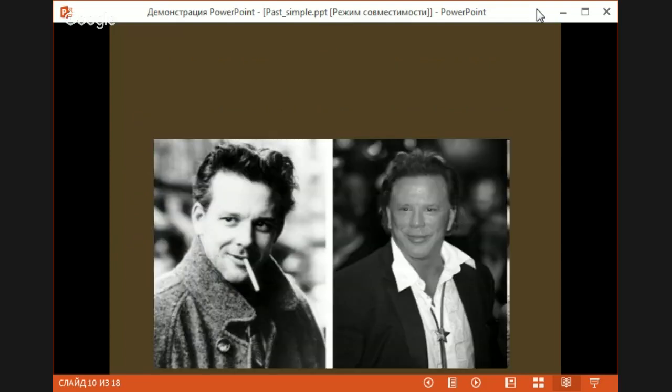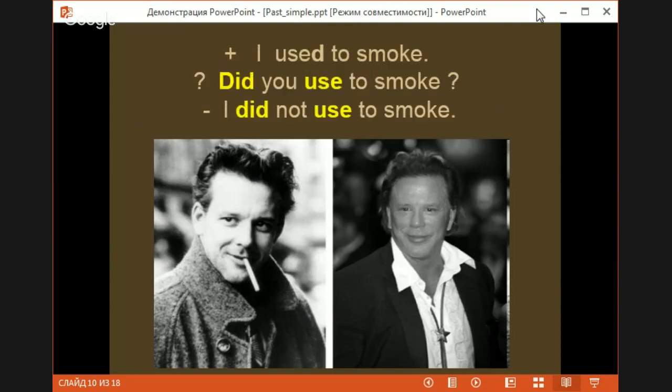Good. Let's have a look at this person. Do you girls remember who this person is? Of course. It's Mickey Rourke. That's Mickey. Look at him as he was young. And he can say about himself, I used to smoke.